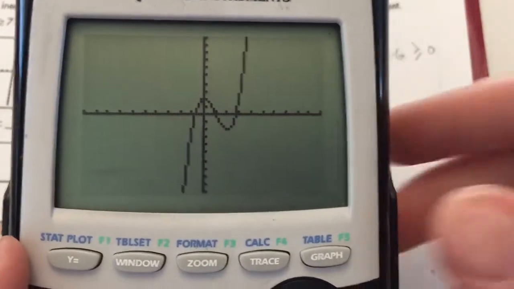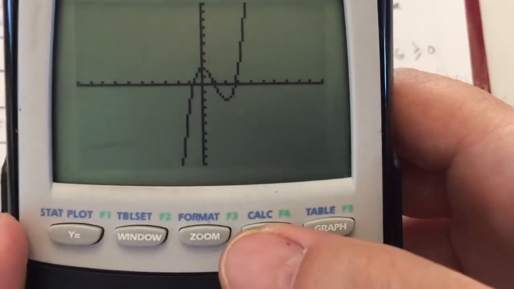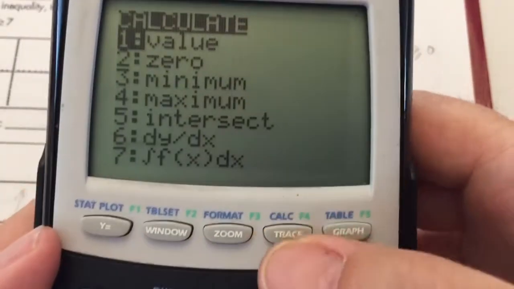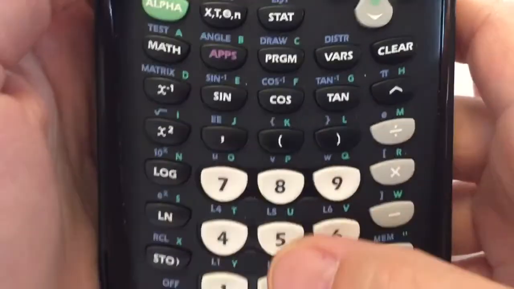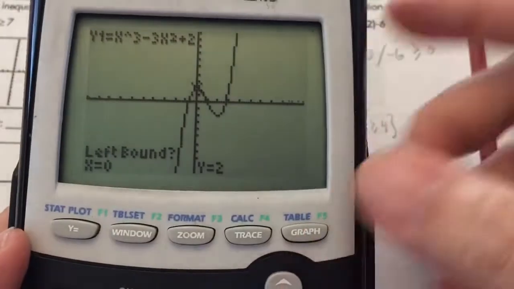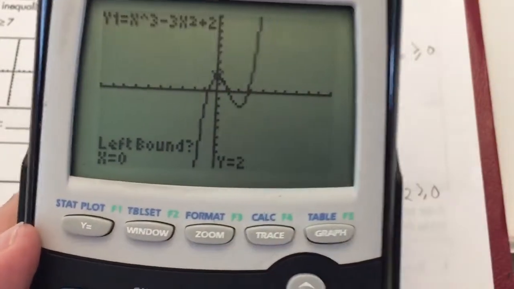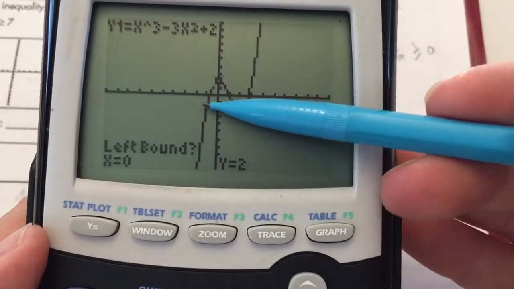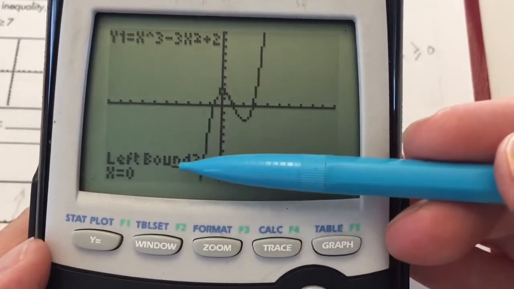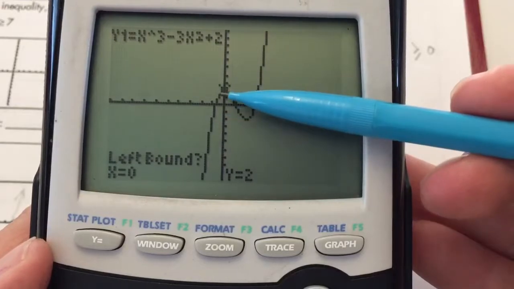So do you remember how you find that? You're going to look for zeros. You're going to go second calc 0, which is number 2. Okay, and now you have to tell it, I'd like you to look, please, calculator, in here. And so your left boundary is over here, and your right boundary is over here.